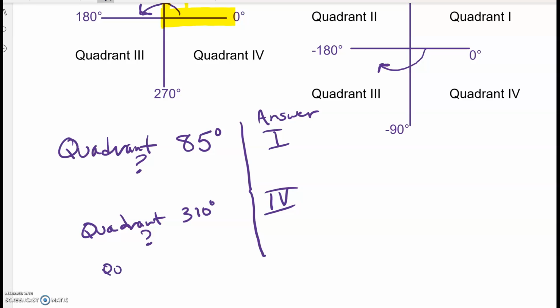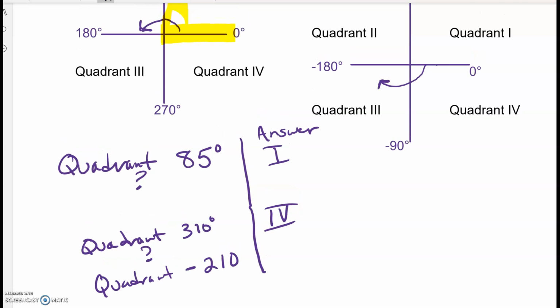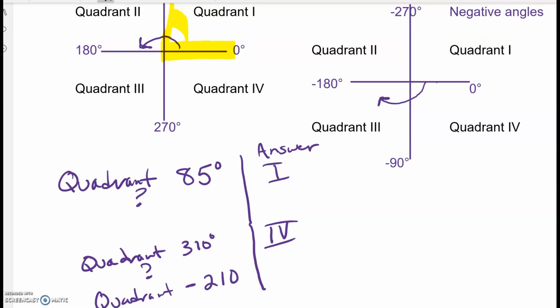What about the quadrant? Let's try a negative number, negative 210. So negative means that we're going to start here, 210. So 210, I'm moving the screen, hopefully you can see. So it's going to go past 180, not past 270. It's going to stay in quadrant 2. So the answer would be quadrant 2.